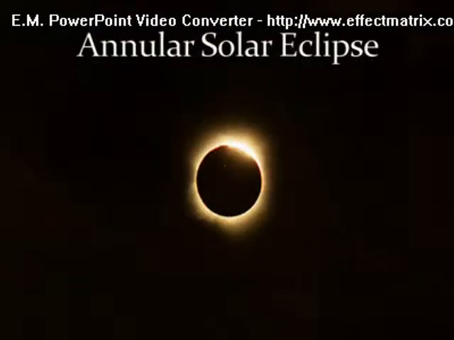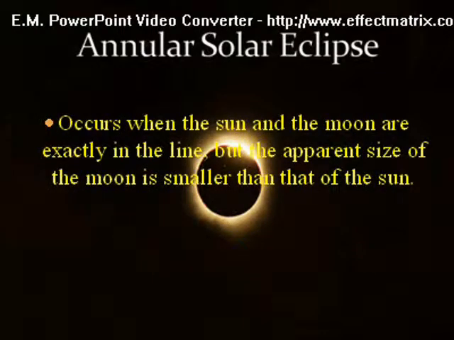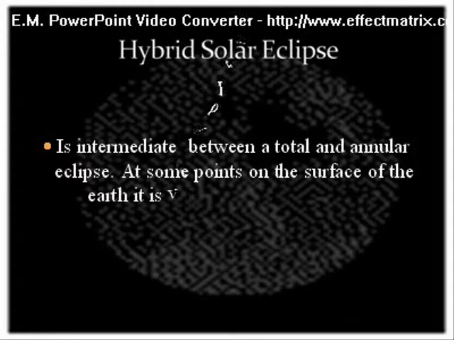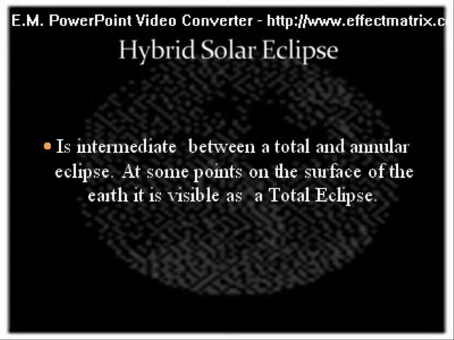Then, the annular solar eclipse occurs when the sun and the moon are exactly in line, but the apparent size of the moon is smaller than that of the sun. Next is the hybrid solar eclipse. It is intermediate between a total and annular eclipse. At some points on the surface of the Earth, it is visible as a total eclipse.